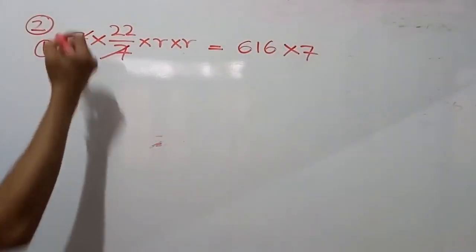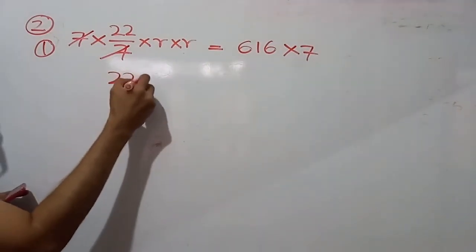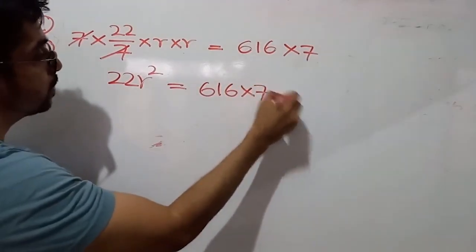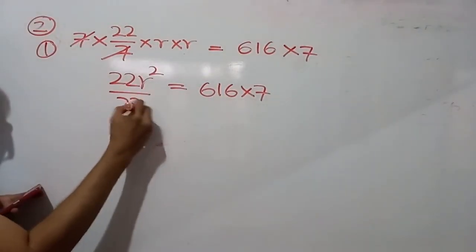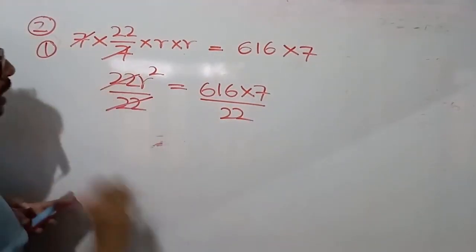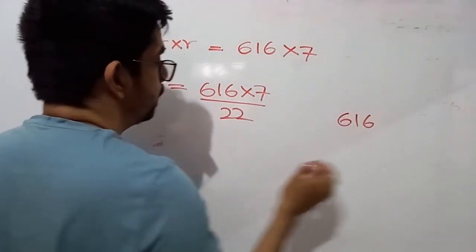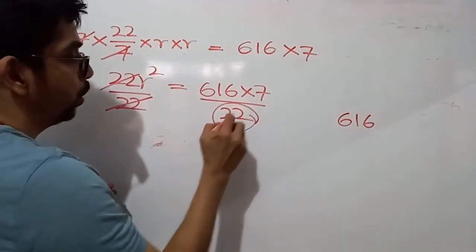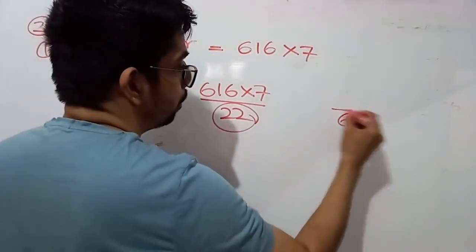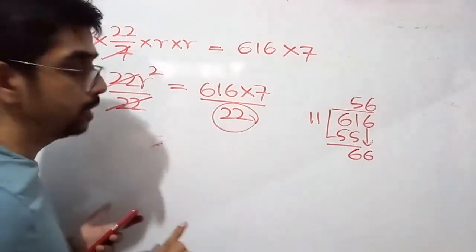So on this side the 7s cancel out each other. So 22 r square is equal to 616 times 7. Now I will divide this side by 22 and do the same thing to the other side. So I can cancel out the 22 on this side. So let's check whether 616, since below we have 22, right? Let's see whether this number can be divided by 11. Using 11 we can divide 616, right?